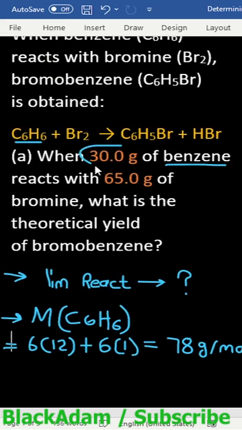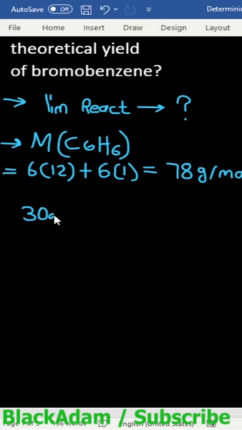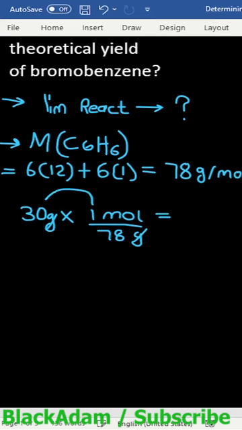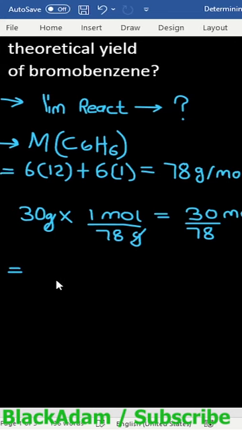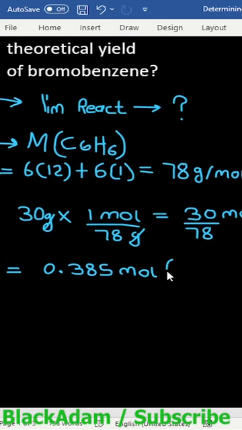For 78 gram per mole, and we have 30 gram of benzene, so it's 30 gram multiplied by 1 mole over 78 gram, and that gives us 30 mole over 78. So what is it equivalent to? 0.385, that is the mole of benzene.